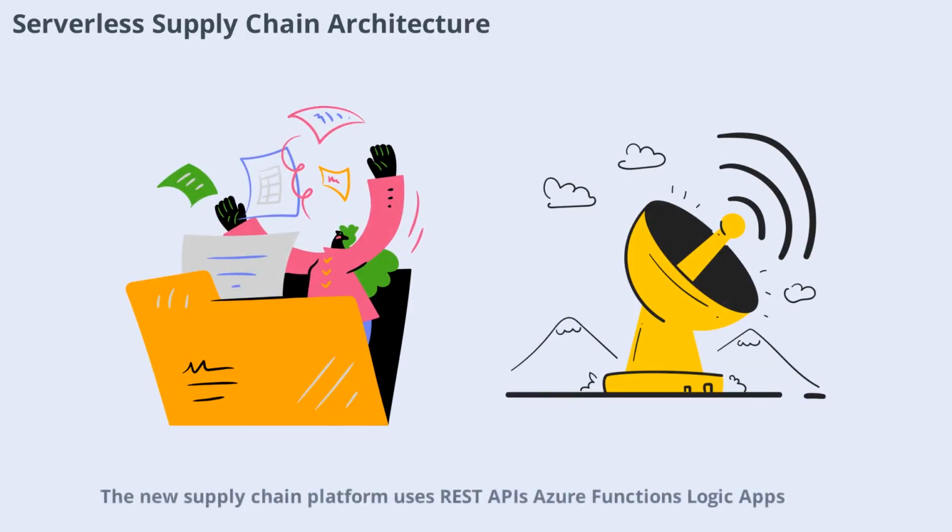The new supply chain platform uses REST APIs, Azure Functions, Logic Apps, and Cosmos DB for seamless integration and data exchange. Microservices and serverless components allow for modular updates and rapid provisioning. Data streaming solutions like Event Hubs and HDInsight provide real-time analytics, giving the team the insights needed to make informed business decisions. This architecture supports a dynamic, demand-driven supply chain.